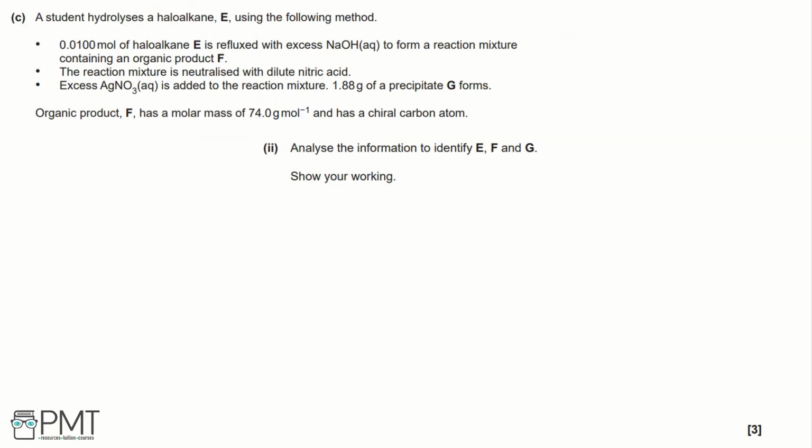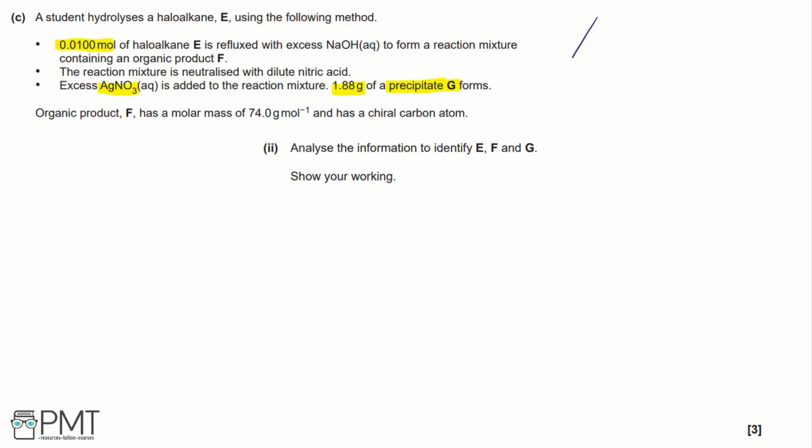Part 2. Analyse the information to identify E, F and G. Show your working. Let's start by working out G. So G is formed when you're adding silver nitrate to a reaction mixture and you're forming a precipitate. So this is a test for a halogen, and depending on the different colours of the precipitates, a different halogen will form. So we know that we're going to have silver and a halogen as our precipitate G. So what we can do is we can work out the halogen. So we can use the mass of the precipitate formed and the moles of the haloalkane, because it's going to be the same number of moles in our silver precipitate.